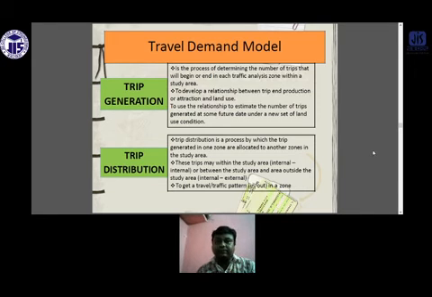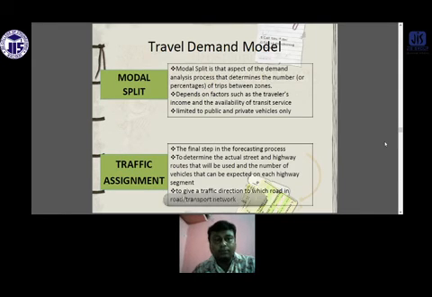Next we will discuss the trip modal split, or the mode choice. The modal split is the aspect of the demand analysis process that determines the number of trips between the zones, depending on factors such as the traveler's income and the availability of transit services, limited to public and private vehicles only.